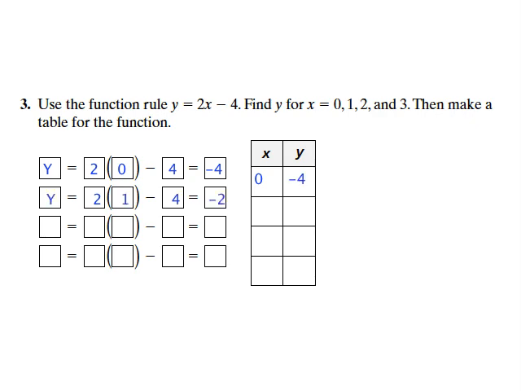Now the second one. Y equals 2 times 1 minus 4. That's negative 2. So when x is 1, y is negative 2. The next term, when x is 2. Y equals 2 times 2 minus 4. That would be 0. So when x is 2, y is 0. And now for the final value of x, when x is 3. Y equals 2 times 3 minus 4, which is 2. So when x is 3, y is 2.